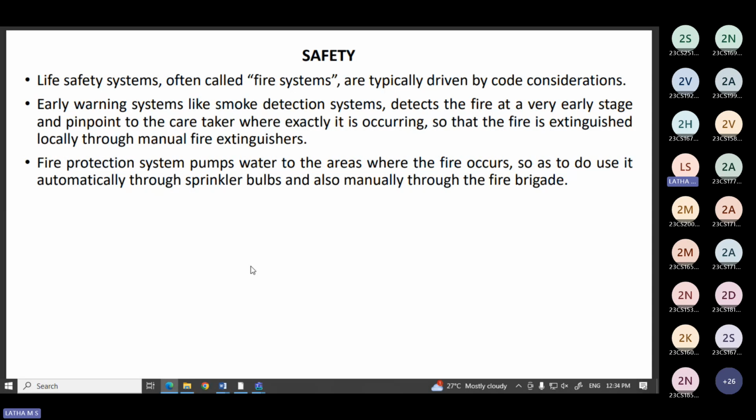Maybe you would have watched this in some movies, right? Such are the types of setups we have, and we continue providing them. That is what we are talking about: a fire protection system that pumps water to the areas where fire occurs, automatically through sprinkler bulbs, as we call them.